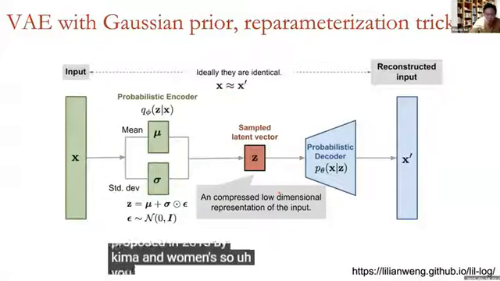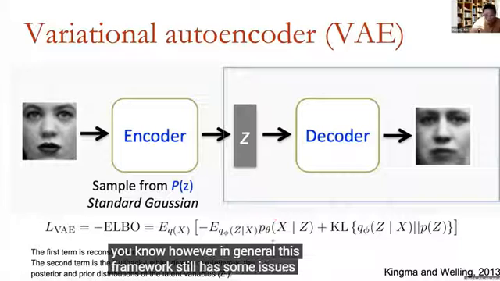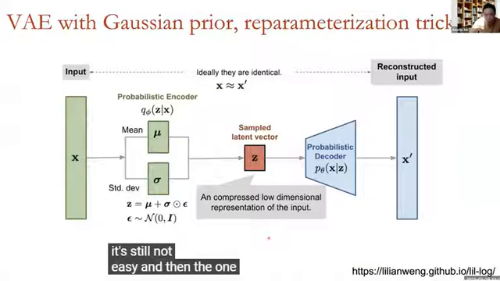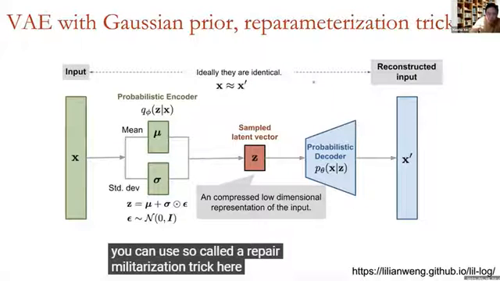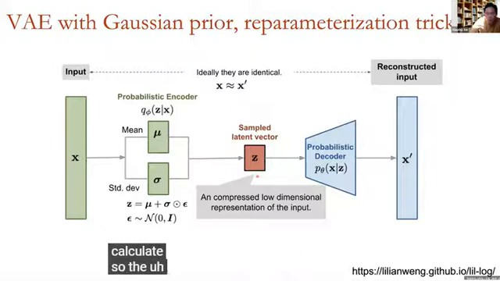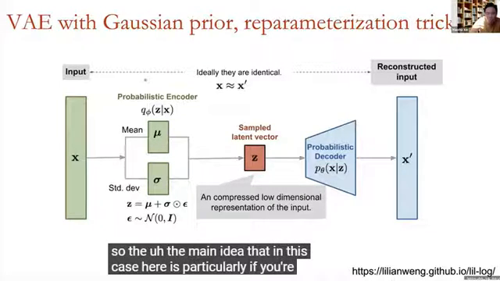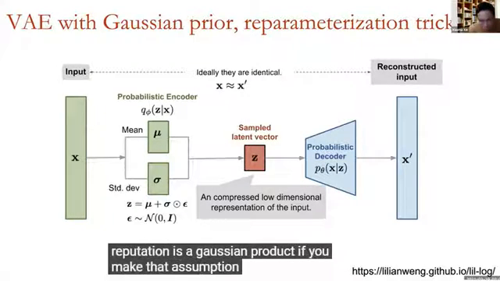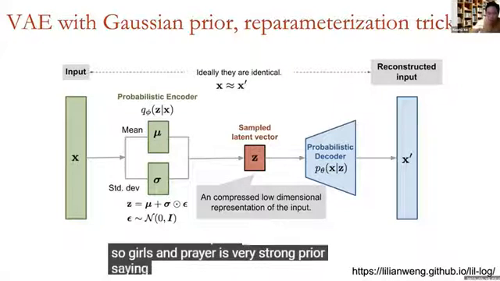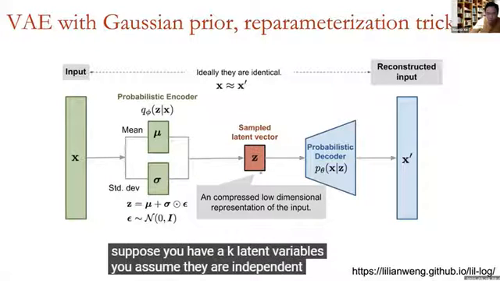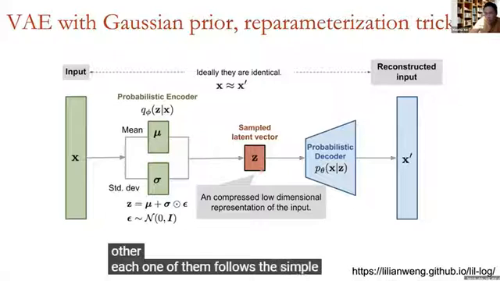However, in general, this framework still has some issues, in particular because calculating those expectations is still not easy. One of the main ideas is that you can use the so-called reparameterization trick, so that when you sample the latent representation, it's easier to calculate. In particular, if you assume your prior on the latent representation is a Gaussian prior, which is a very strong prior, saying that suppose you have k latent variables, you assume they are independent of each other. Each one of them follows a simple normal distribution.